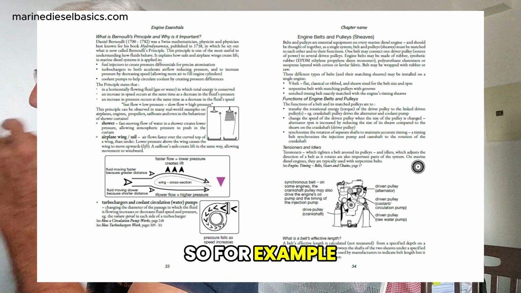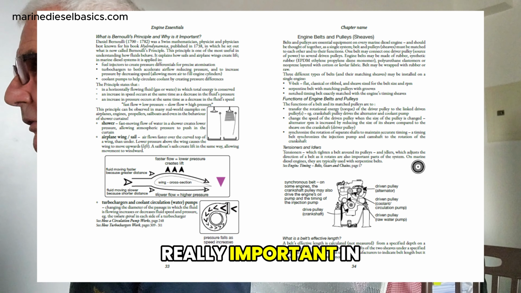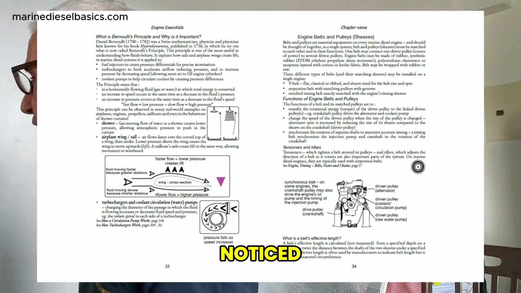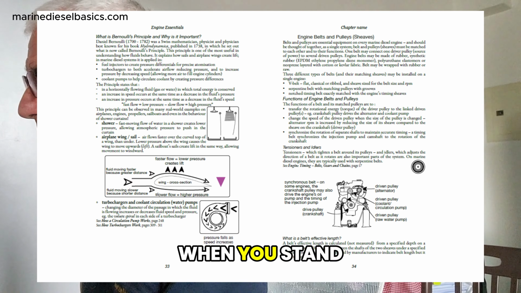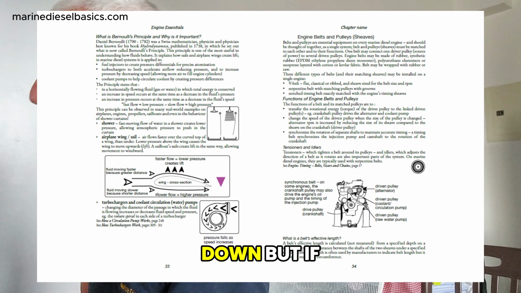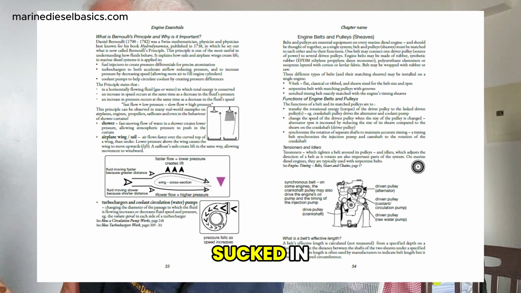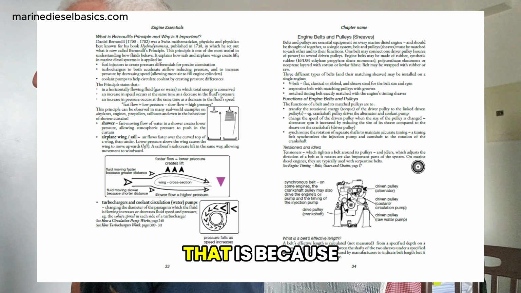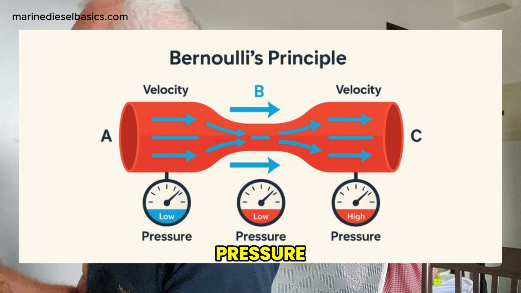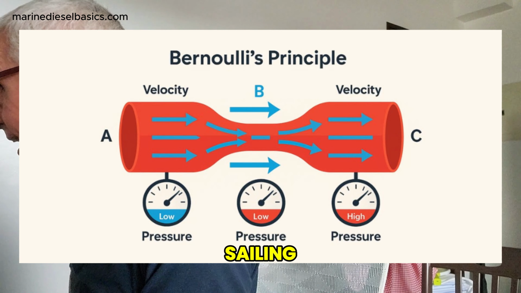Then some of the subjects are not necessarily components, but explaining more of the background. So for example, Bernoulli's principle is really, really important in engines, in sailing, even when we take a shower. If you've ever noticed when you stand in a shower and you don't have the shower running, but you have the curtain closed, the curtain hangs down. But if you put the water on, the curtain gets sucked in. Why is that? That is because the fast flow of the water creates a low pressure, which draws the curtain in.